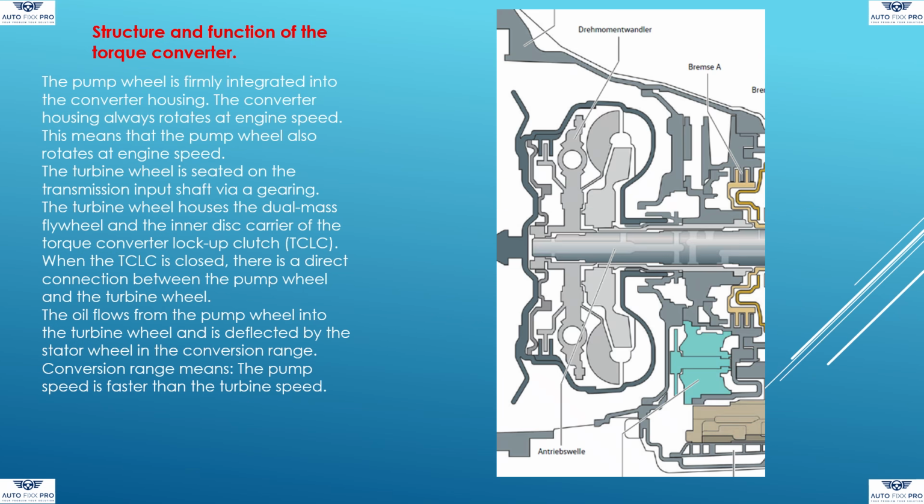To understand what happens in the transmission in position D, you need to know the structure and function of the torque converter. There are already several videos on this topic on the internet. Here is a summary of the basic function. The pump wheel is firmly integrated into the converter housing. The converter housing always rotates at engine speed. This means that the pump wheel also rotates at engine speed.